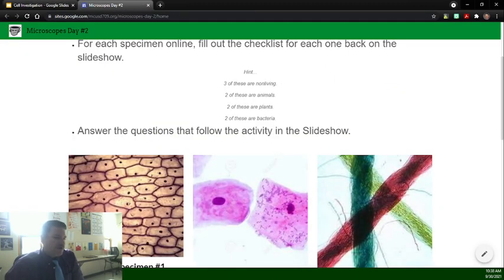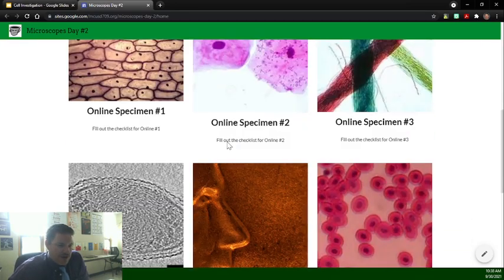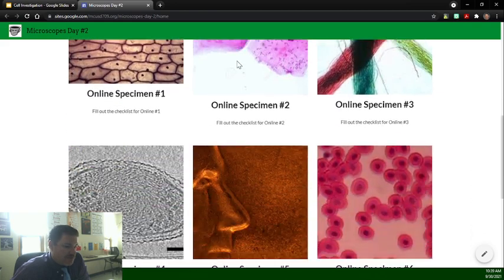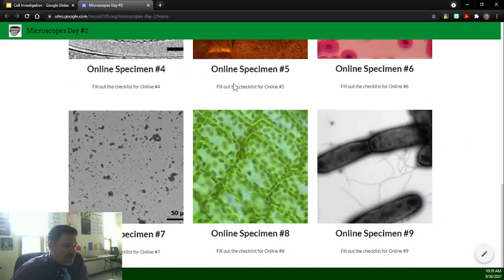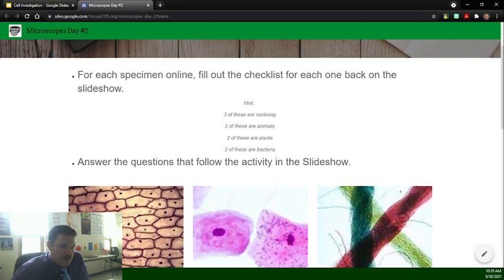Before I go back. The things that I have on this website, I give you some hints as far as things go. You have 9 things to look at. 3 of these are going to be non-living, which means they are not cells. So you should hopefully have an understanding of what a cell generally looks like. Some of these should not fit in that categorization. That means the other 6 are going to be cells and are going to be living.